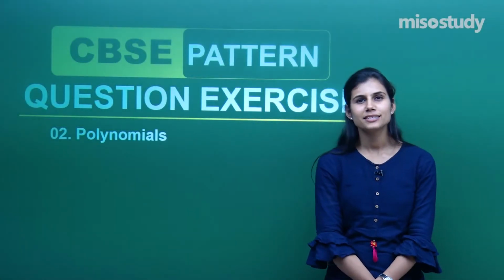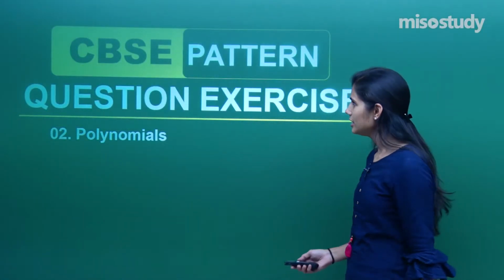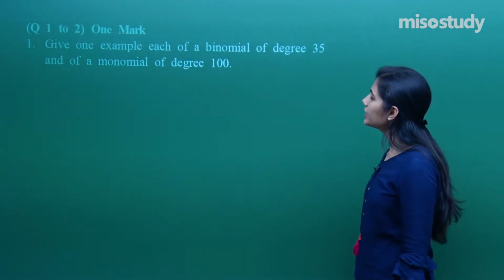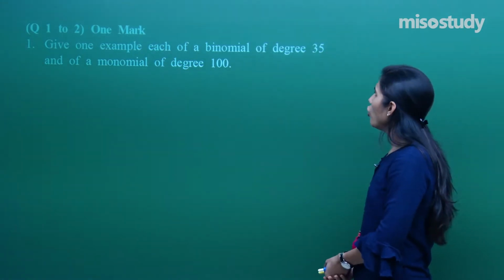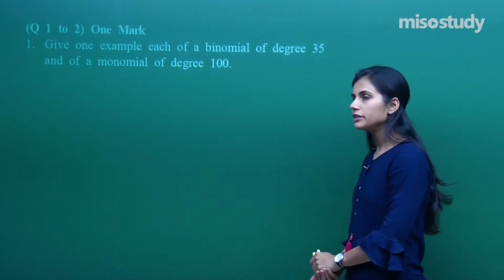Okay guys, let's begin our discussion over the questions on polynomials. The first question, for 1 mark, says: give one example each of a binomial of degree 35 and of a monomial of degree 100.